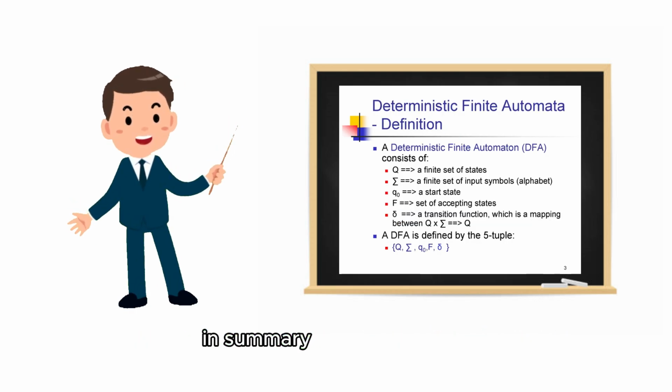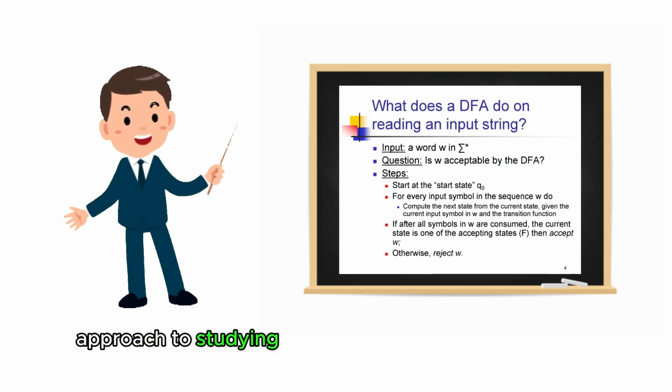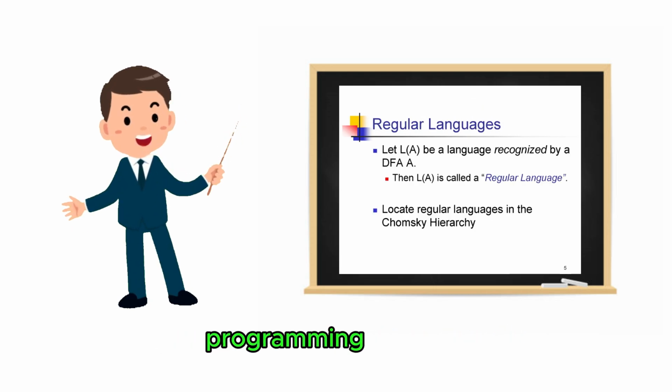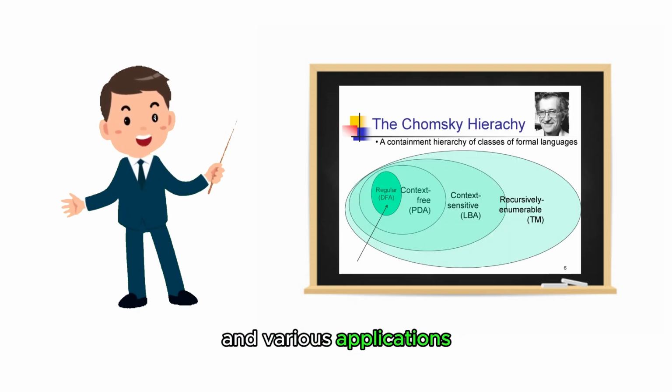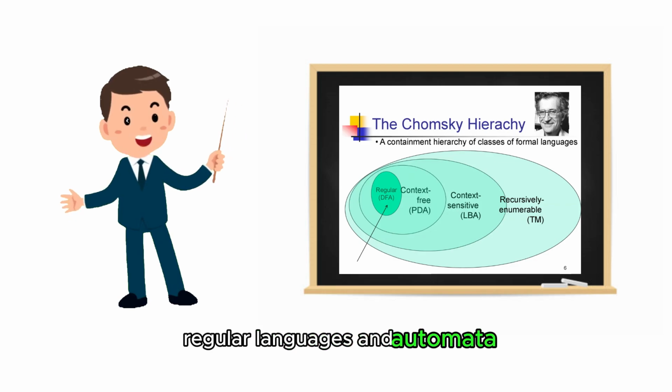In summary, formal language automata provide a structured and mathematical approach to studying the behavior of formal languages. They are essential tools in the analysis and design of computer systems, programming languages, and various applications in computer science and linguistics. Regular languages and automata.